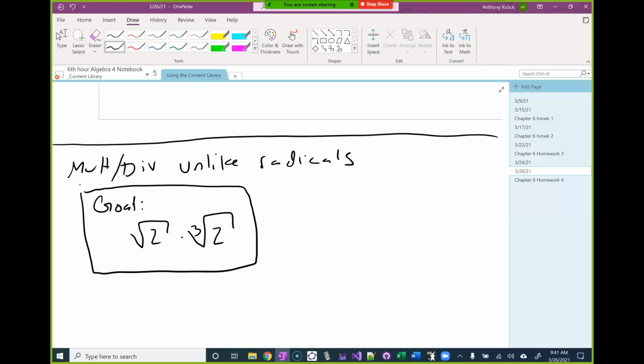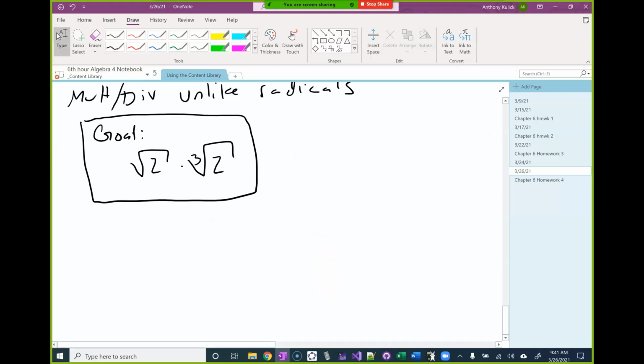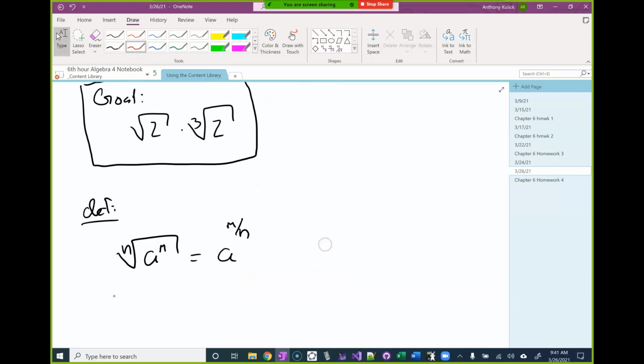But to do that, we kind of need a new definition of what we mean by a radical. So what we'll do is we're going to define a radical as an exponential. So this is like the radical, and this is like the exponential form.